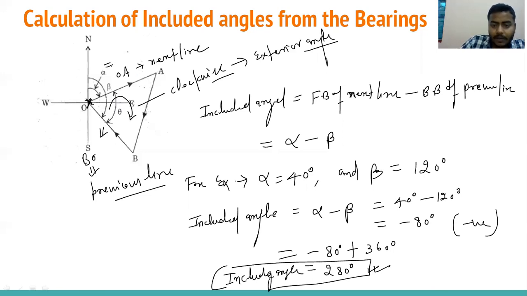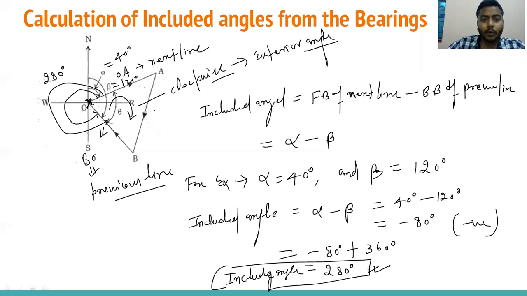Suppose this alpha is 40 degrees and this beta is 120 degrees. So we are getting this angle, the exterior one, which is 280 degrees, because in this case the traverse is running in the clockwise direction. Once the traverse runs anti-clockwise, we will get the included angle as an interior angle. In this case, we get the included angle as an exterior angle. Right? Two types of included angle, exterior or interior.